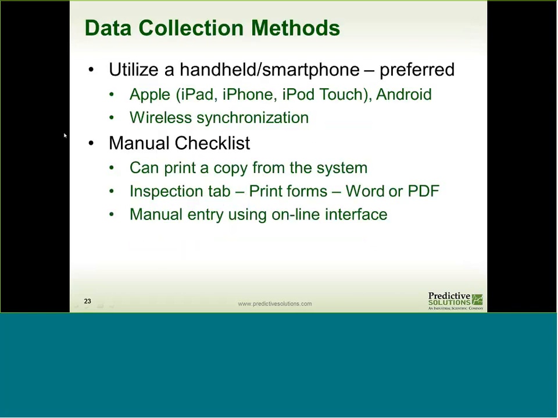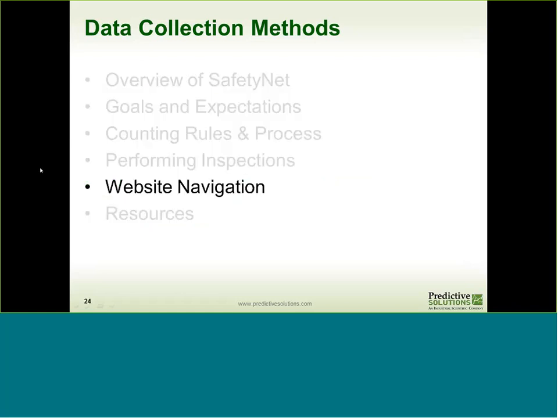Now, let's talk about how you can perform inspections. You can utilize a handheld or a smartphone, that's preferred, Apple and Android. Wireless synchronization, it's done offline, you sync it when you have access to Wi-Fi. Or you can do it manually, put it on a piece of paper, print out a document of the checklist from SafetyNet, and then you have to log into a computer and use the online interface. So I'm going to show you that here in a second.